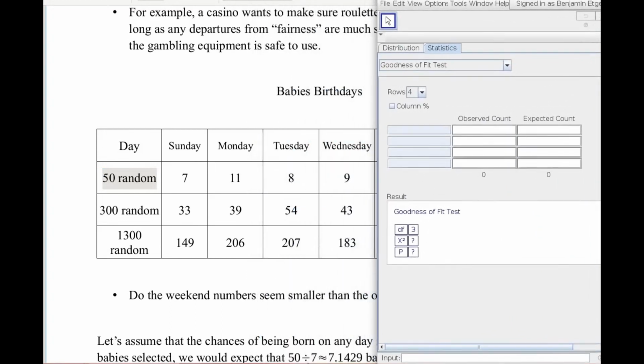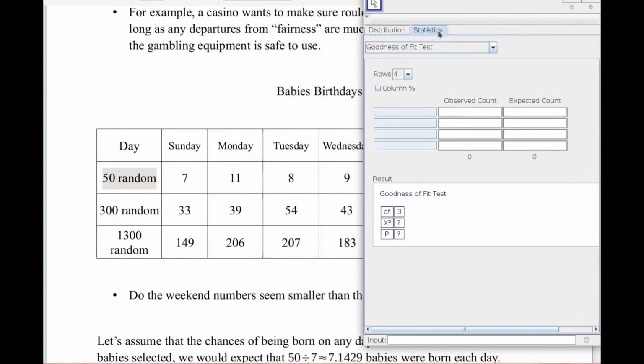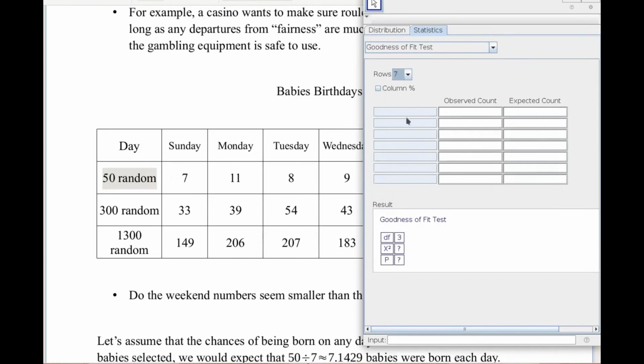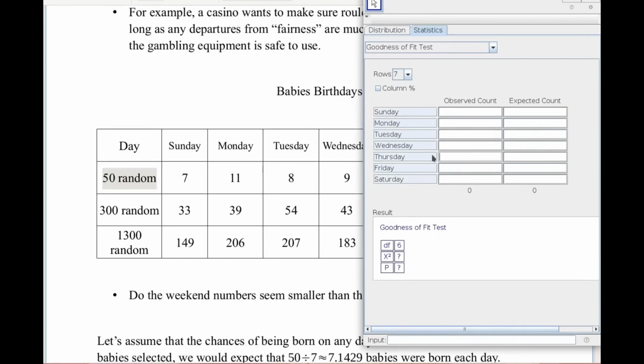So we want the goodness of fit. So in statistics, we go down to goodness of fit. We've got, let's see, 7 columns. So let's make 7 columns. And I guess we could name them. I'll start this and return when I'm done. Okay, so here are the names of the columns.